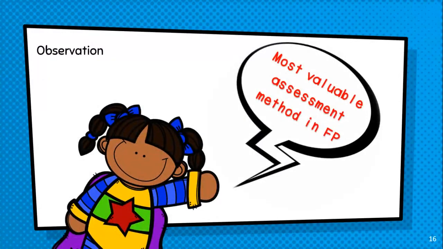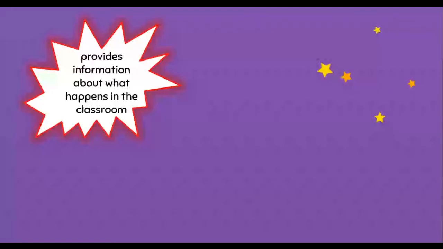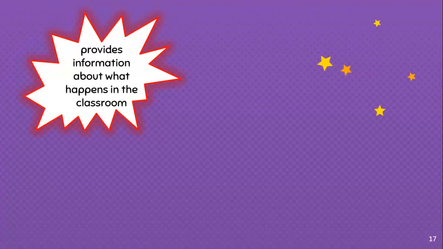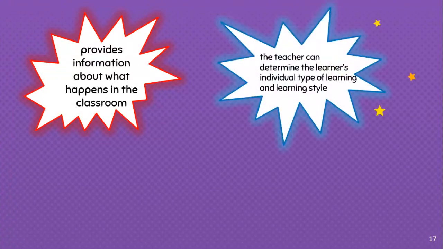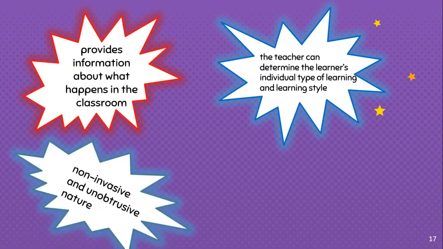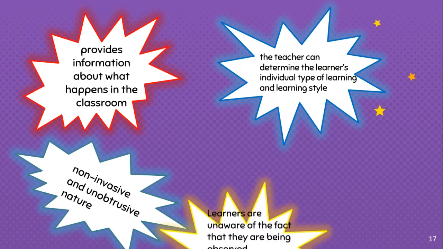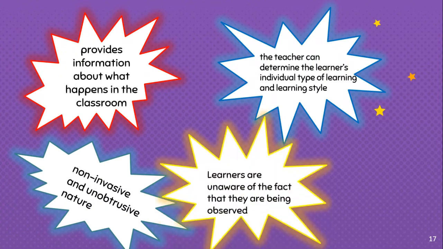Observation is the most valuable assessment method in foundation phase. There are many reasons for this. It provides information about what actually happens in the classroom. The teacher can determine the learner's individual type of learning and their learning style in order to accommodate for this. It's non-invasive and unobtrusive in nature, and most of the time children should not know that they are being observed. So they don't know that you're observing them, and this of course is going to ease their nerves and they won't have anxiety about this.